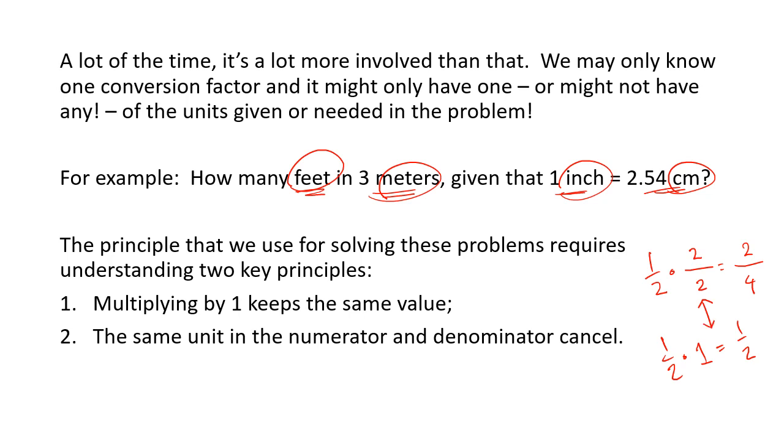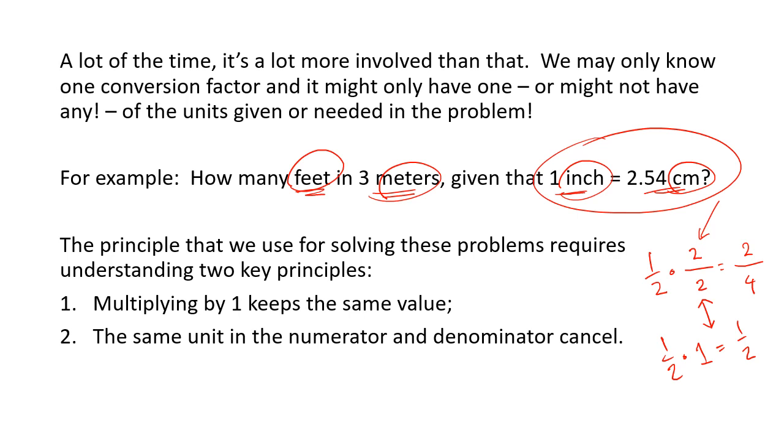So I want to look for things to multiply by where the numerator and denominator are effectively the same. In this fraction example, they're literally the same, 2 over 2. But we're going to use these conversion factors, because they're equal, to create fractions that are equal to 1 that may not obviously look like they're equal to 1. We'll see what that looks like here in a moment.